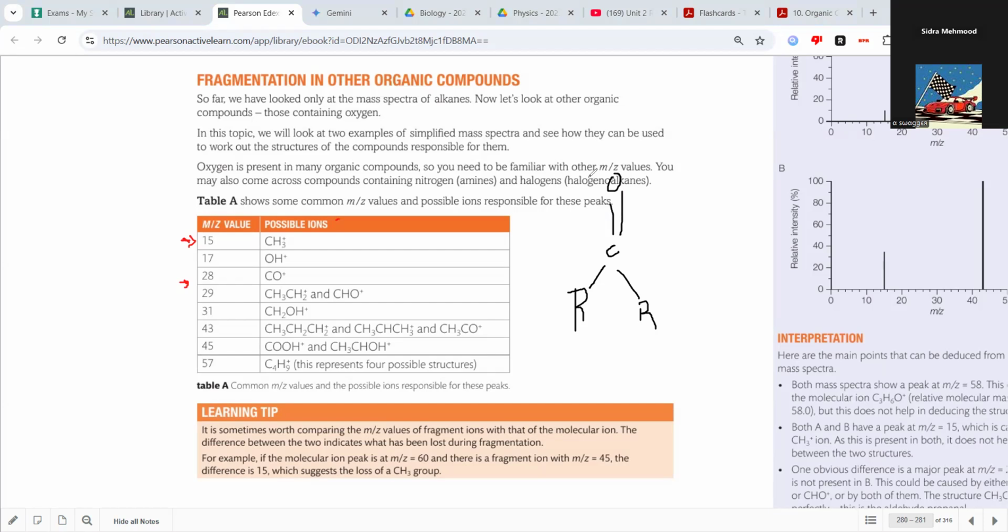Carbonyl it is always having the peak at 28. Just 1 second, I'll be right back.